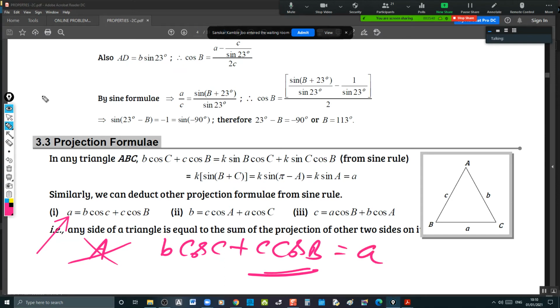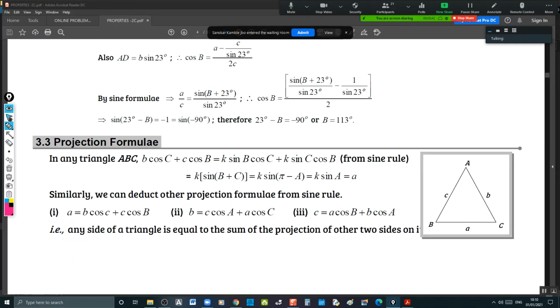That is the projection rule. So far we have seen three now.